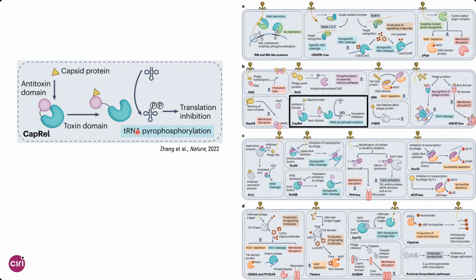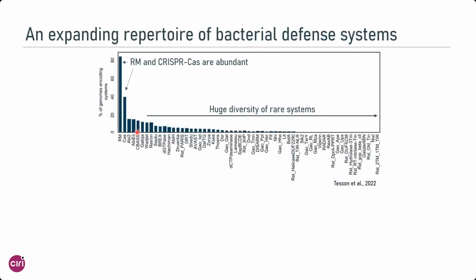Okay, so how does this relate to the abundance of CRISPR-Cas and restriction modification systems? Well, at this stage, RM and CRISPR-Cas are still the most abundant defense systems found throughout prokaryotes. And then there's a huge diversity of rare systems. So the bottom line is that very few systems are abundant, and lots of systems are actually pretty rare. So we are very far from reaching saturation. We're very far from having discovered all defense systems.